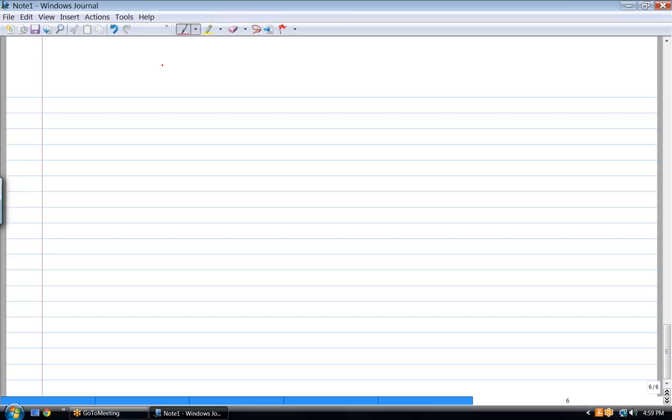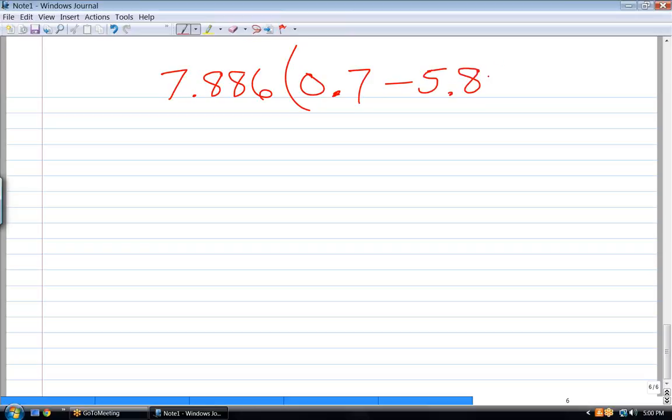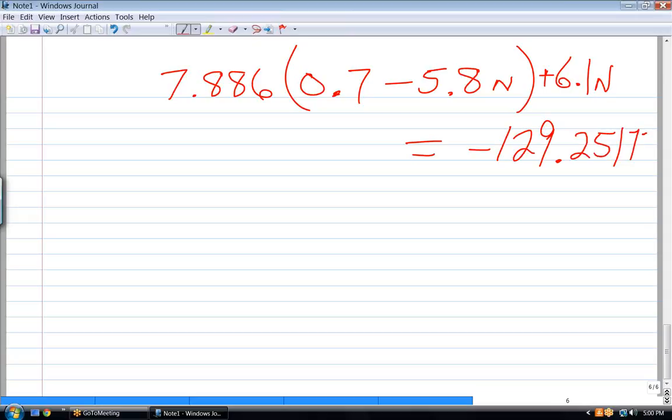So, problem number 15. 7.886 in parentheses 0.7 minus 5.8n, then the parentheses stop. 5.8 what? 5.8n, and then plus 6.1n equals negative 129.25172.